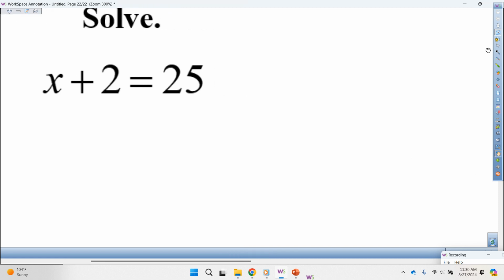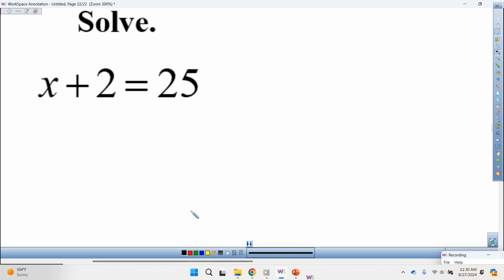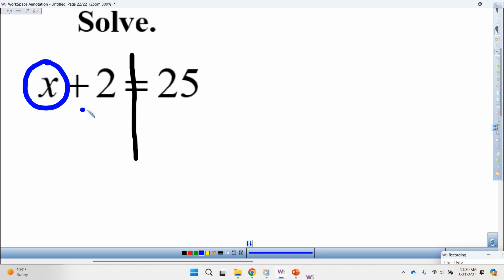Solve. Line down the equal sign. Circle the variable. We need to leave x by itself. Can we simplify anything on that side? No, we can't combine this side, no. So that means we need to get rid of the positive 2. How do we do that? Inverse operation. So what do we do? Minus 2 to both sides. Why do we do that to both sides? To keep it what, Jesus? Balanced. That is correct. So therefore, cancel this. X equals 23.